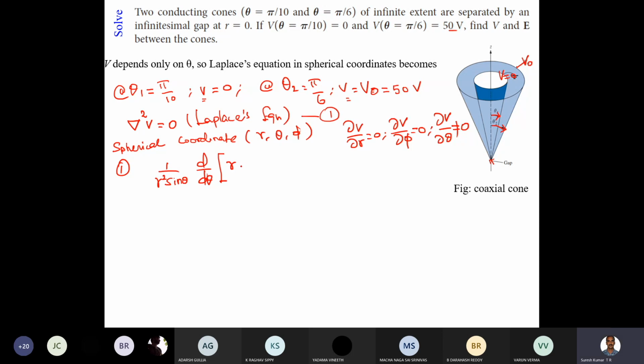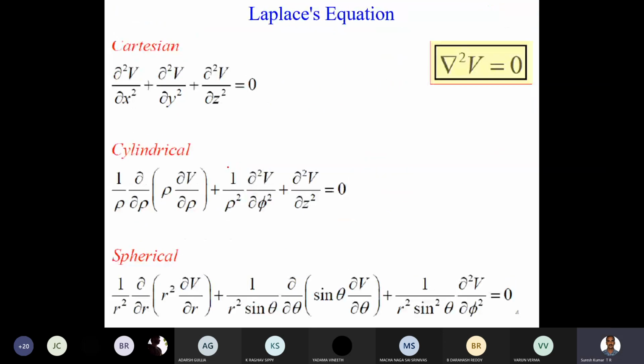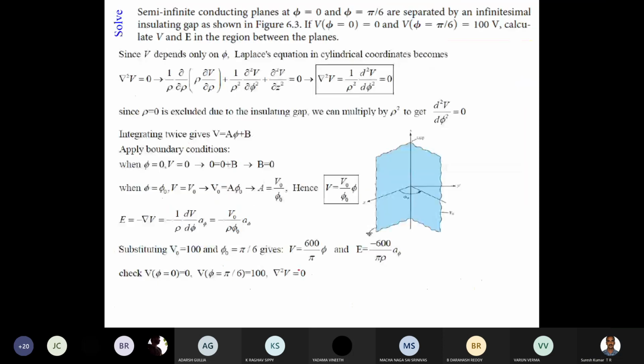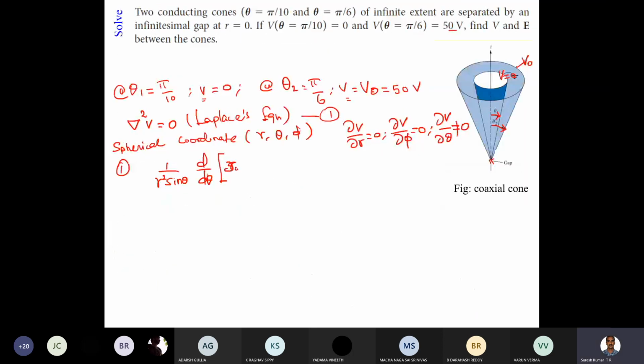Can you recall this equation? Laplace equation for spherical coordinate system. You can refer here. This term you need to take, right? 1 over r square sine theta d by d theta into sine theta times dv by d theta. So it is sine theta equal to 0. So you can write d by d theta into sine theta into dv by d theta equal to 0.